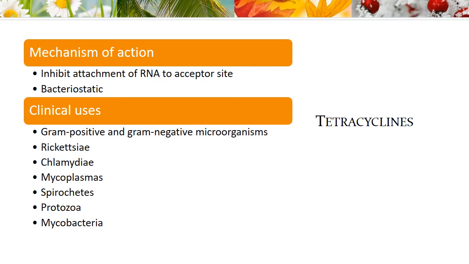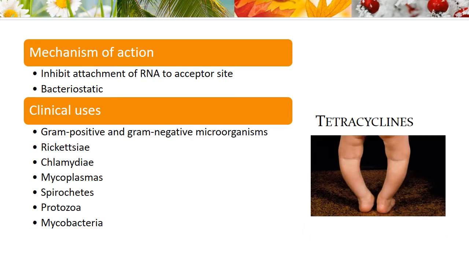Tetracyclines are considered broad spectrum, and they are effective against rickettsia, chlamydia, mycoplasmas, spirochetes, protozoa, and mycobacteria. The most commonly used agent in this class is doxycycline because it can be administered twice a day and is relatively inexpensive. Other available tetracyclines include minocycline and tetracycline. The agents are available in both oral and parenteral or IV formulas.